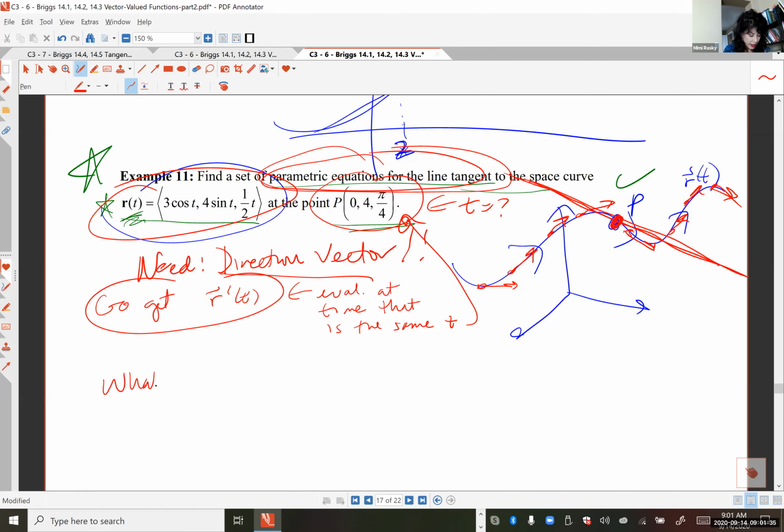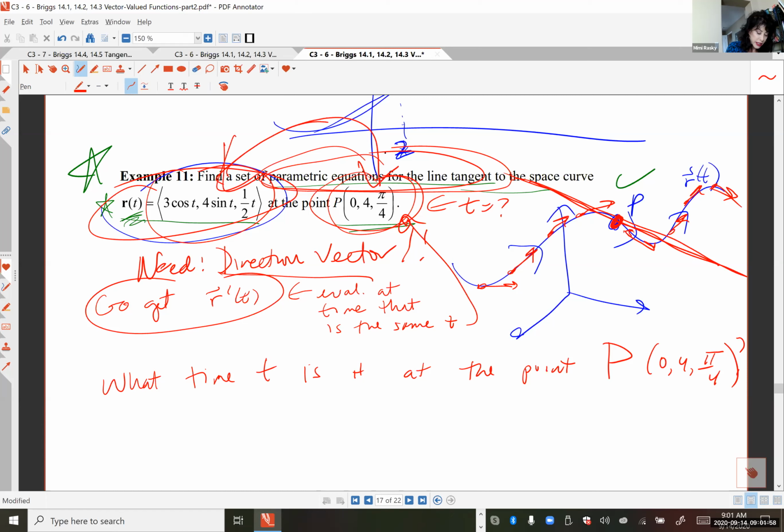So what time, and we'll get the velocity vector in a moment, what time t is it at the point P (0, 4, pi fourths)? And don't guess. Don't go, oh, I don't know, t equals 57. You don't know. So since this is a position, you want to compare the components of your position function with the coordinates of your point.